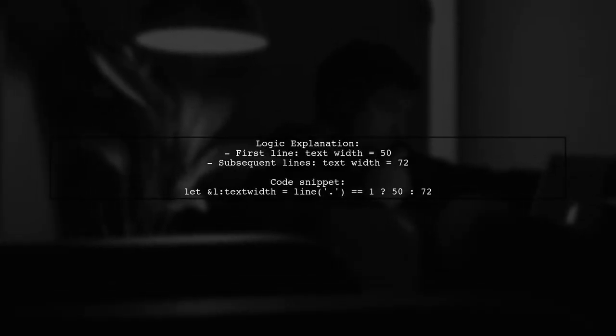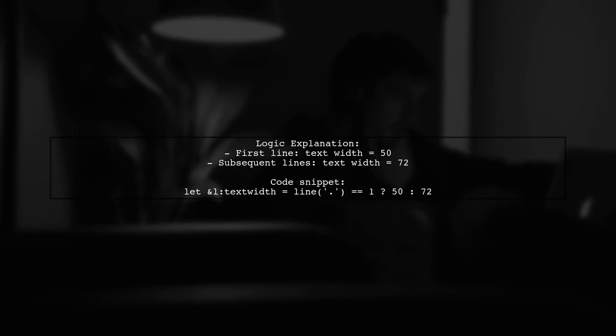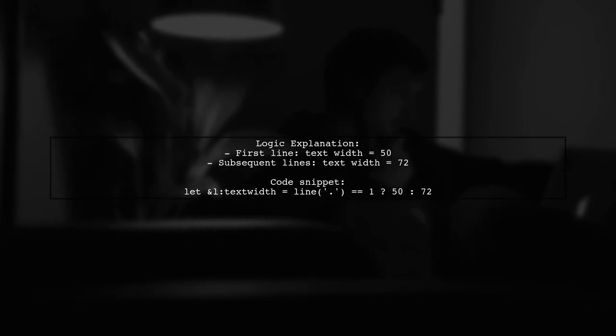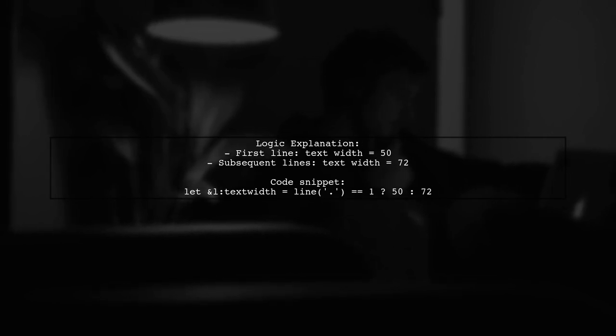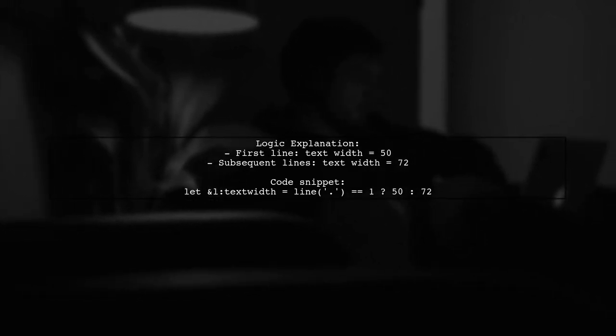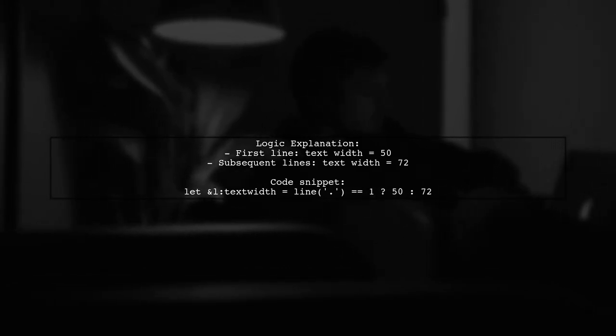The logic behind this is straightforward. If the cursor is on the first line, the text width is set to 50 characters. Otherwise, it's set to 72. You can also create a local function for better organization.